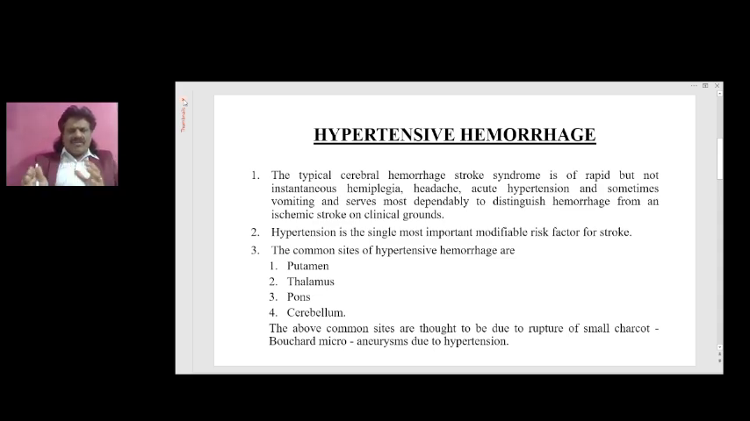So it is very difficult to distinguish hemorrhage from an ischemic stroke on clinical grounds, but with these clues, to some extent, we can differentiate whether it's a hemorrhagic stroke or an ischemic stroke. But finally we confirm it by taking a CT head.